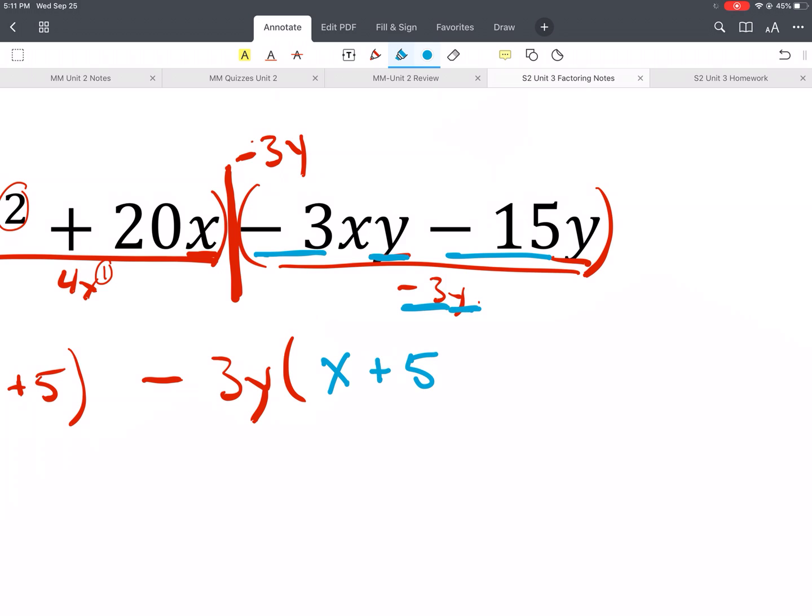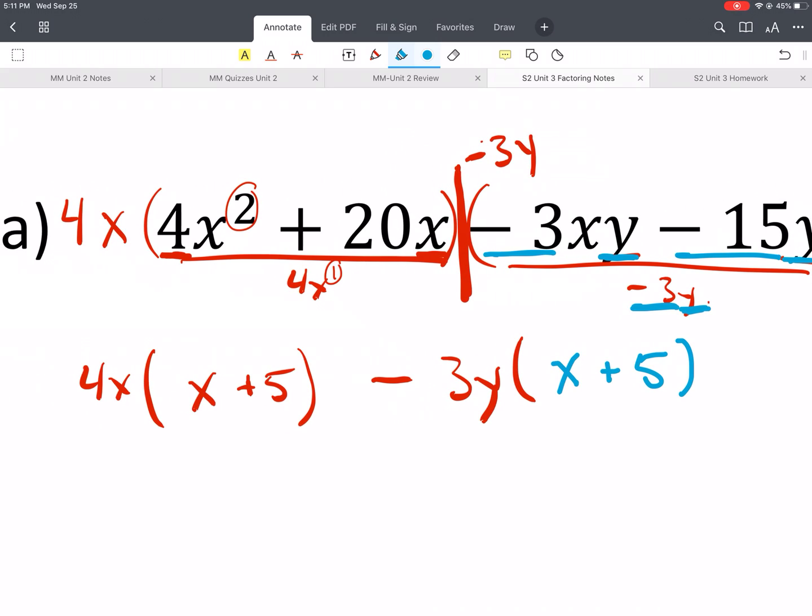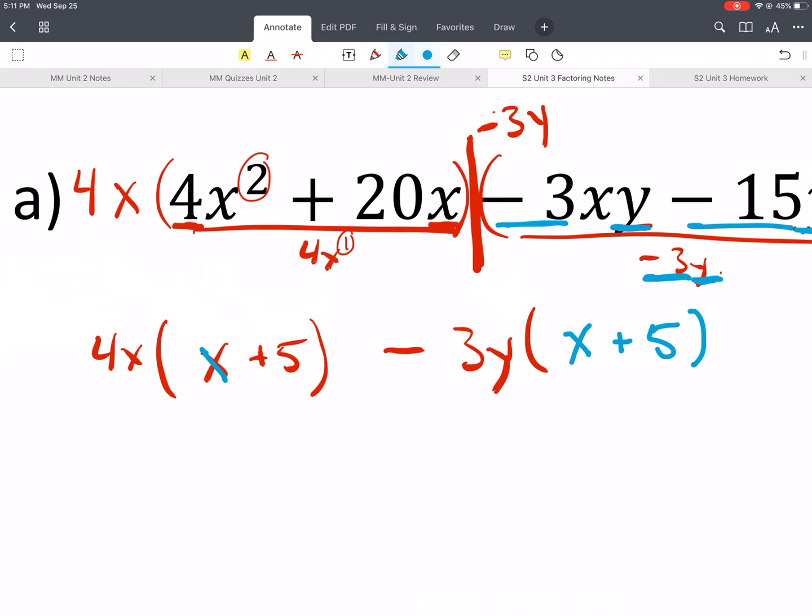And then the y divided by y just gives us 1, or it cancels out. So we'd just have x minus 5. Okay, so now if we look at what's in the parentheses, we realize that what's in the parentheses is exactly the same. And that will always be the case when we're doing grouping.